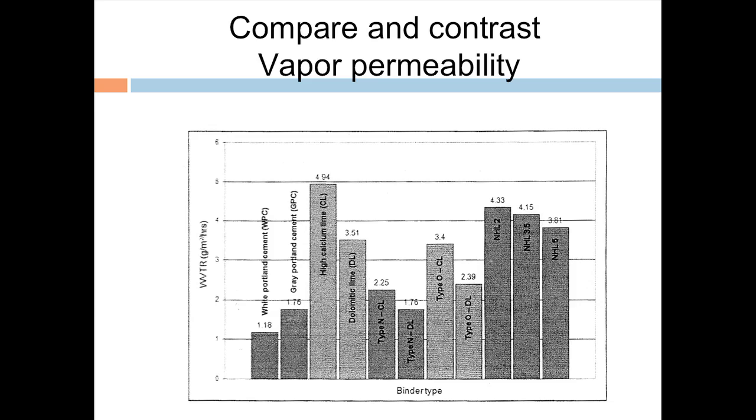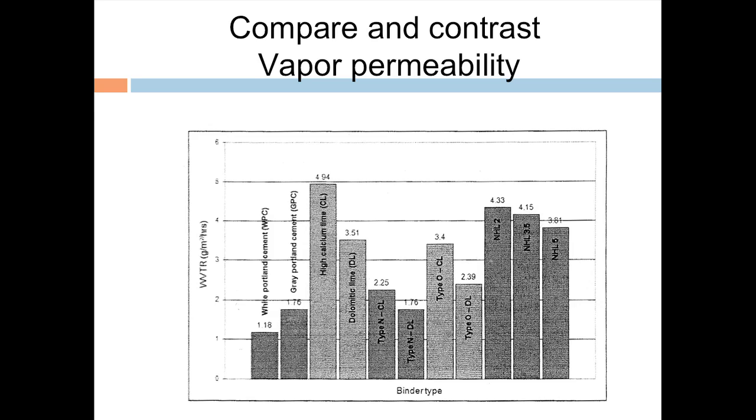So this was from a recent study published in the Association for Preservation Technology's journal. The first two bars indicate the breathability, or vapor permeability, of Portland cements. Then we have the high calcium limes, and the dolomitic limes, when mixed with sand. Then we have the Type N over here. And then these are the mixes also known as Type O. And the natural hydraulic limes.